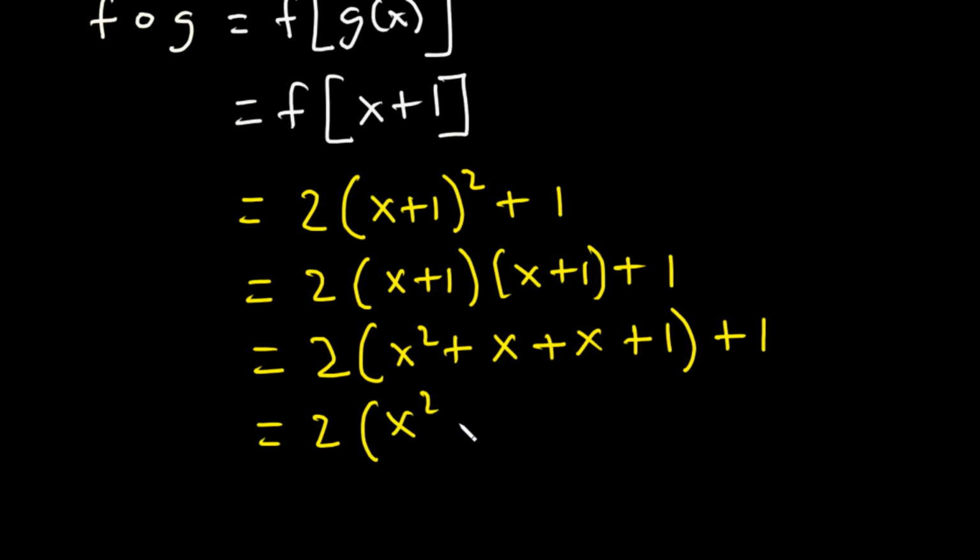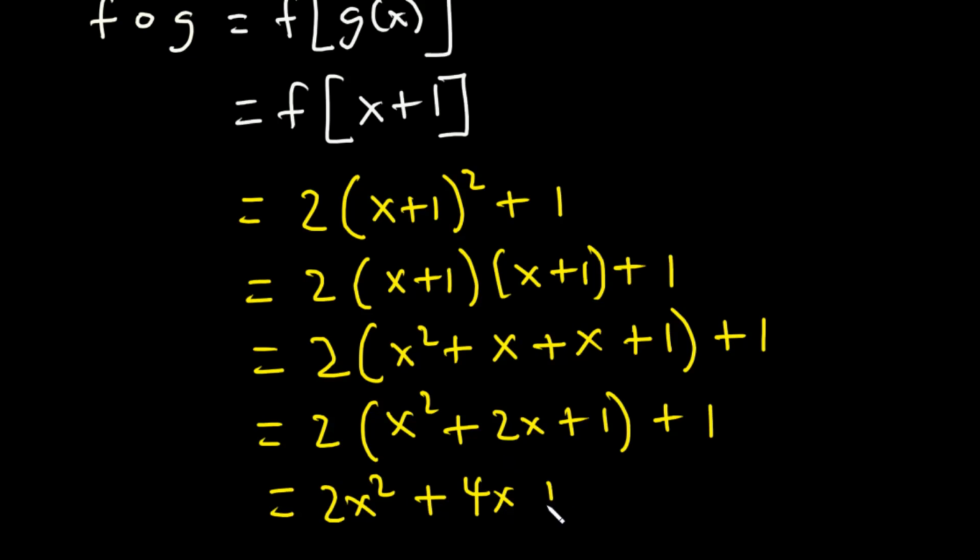We have x squared plus x is 2x plus 1 plus 1. So we are going to distribute the 2 across. Now 2 times x squared is 2x squared. 2 times 2x is 4x. And then 2 times 1 is 2, plus 1 is 3. So we have f of g equal to 2x squared plus 4x plus 3.